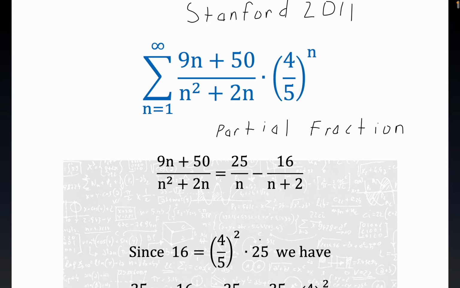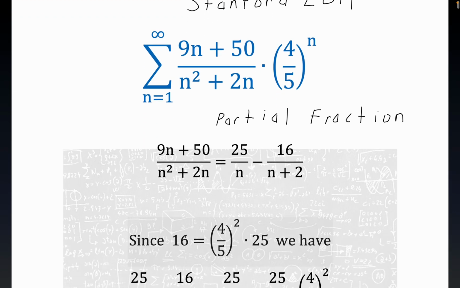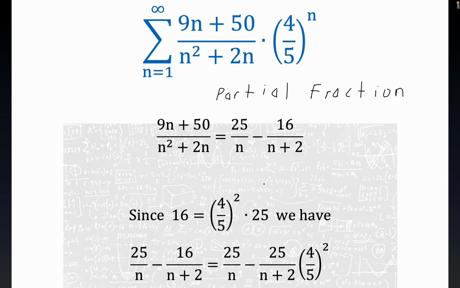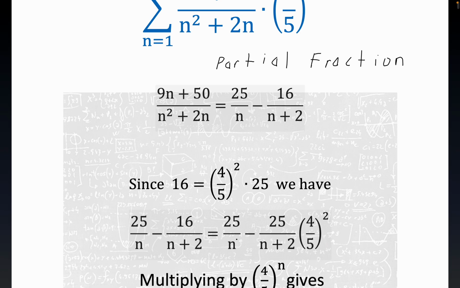So rewriting this, this is the part that's kind of hard from a competition point of view. We would like to get these two objects to look as much the same as possible. Well, it turns out that 16 is equal to 4/5 squared times 25. This is easy to verify too. 5 squared is 25, the 25 is canceled, and you get 4 squared is equal to 16. And so this partial fraction decomposition becomes this.